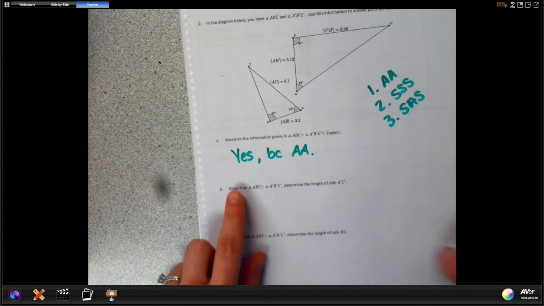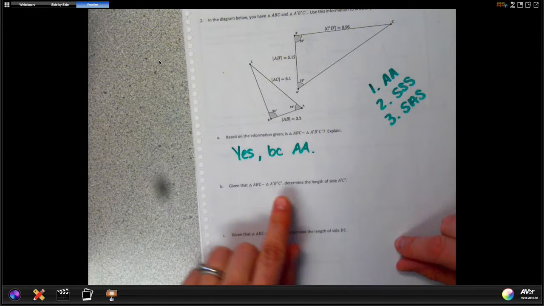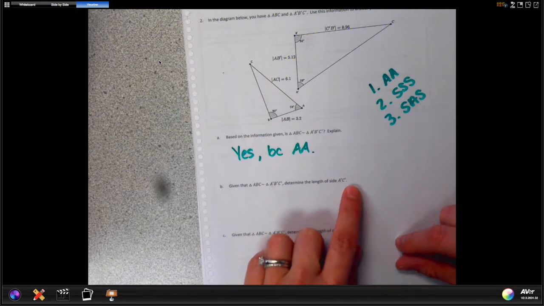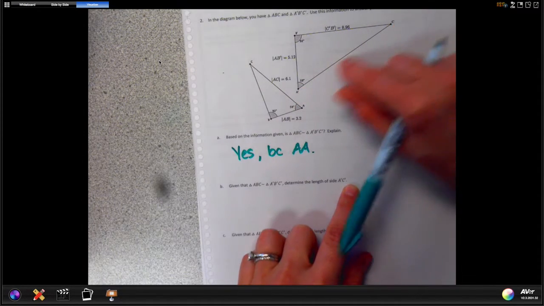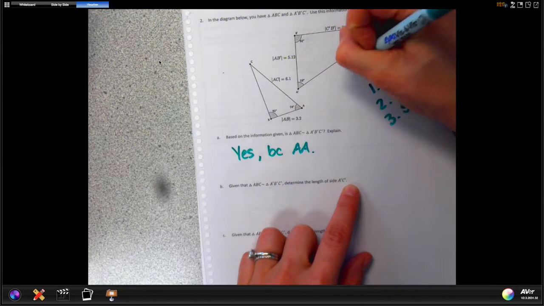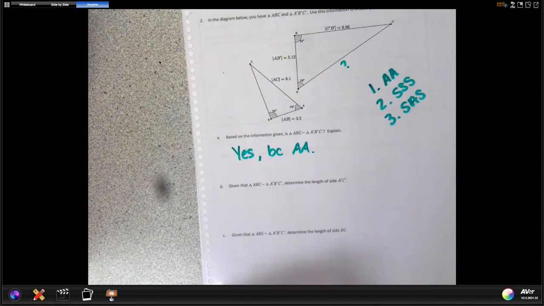Once that's established, we can move on. It says, given that these are similar, determine the length of side A prime, C prime. That's this long length right here. We want to know how long that length is, and we're going to use our steps now.